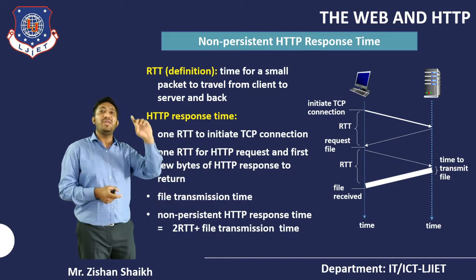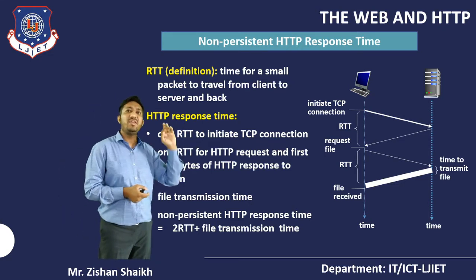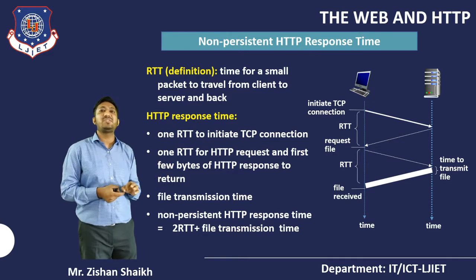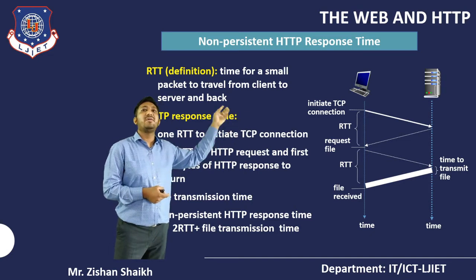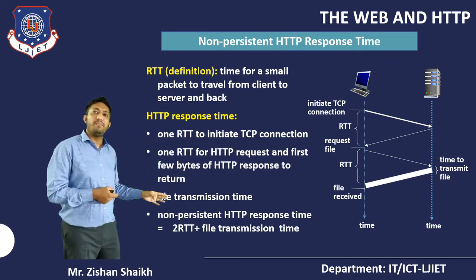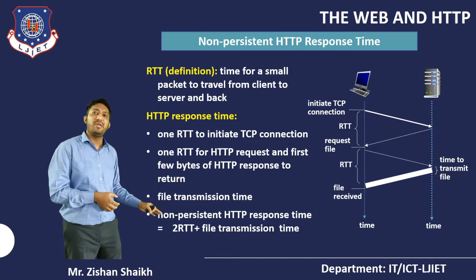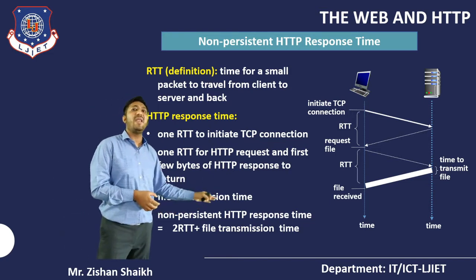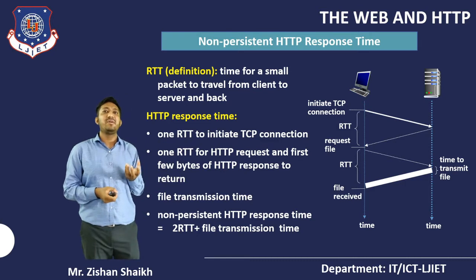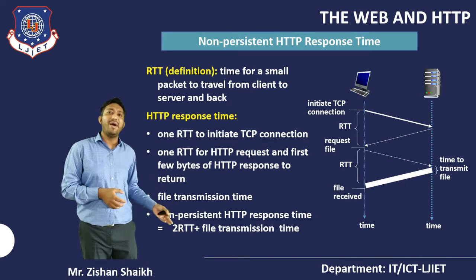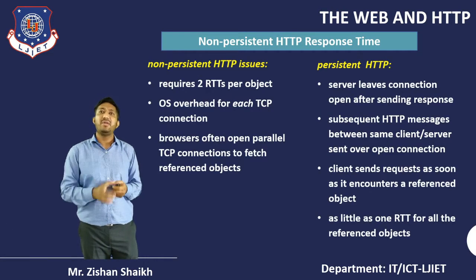So for each and every data item, we have to understand how much time we are taking: the response time, which is the waiting at the sender side. The final non-persistent HTTP response time will be 2 RTT plus file transmission time. So non-persistent HTTP takes 2 RTT plus file transmission time, which is too much time for each and every request.